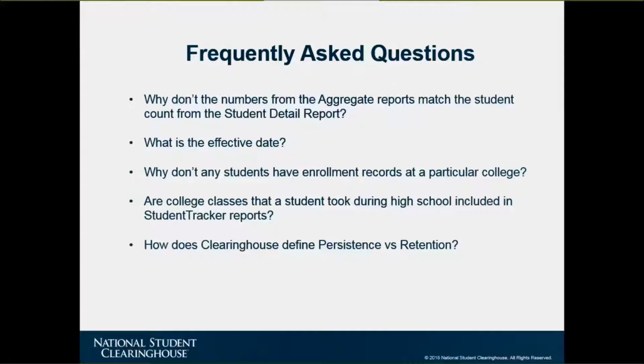That rolls us into the next one. Why don't any of our students have enrollment records at a particular college? Again, we do rely on the post-secondary data that's submitted to us. With regards to the effective date, we do have institutions that will send in their fall or spring or summer enrollment at their own schedule. So there are times where they've missed that effective date that we set, so we don't have their enrollment at the time that this effective date is going into effect for your report.